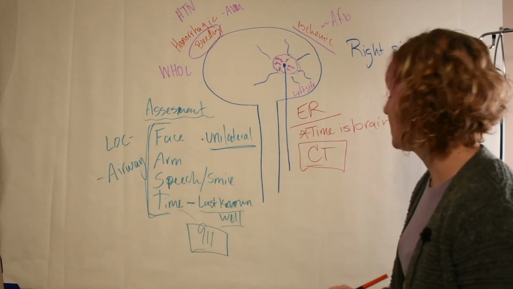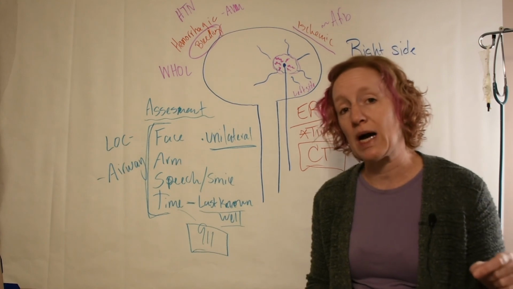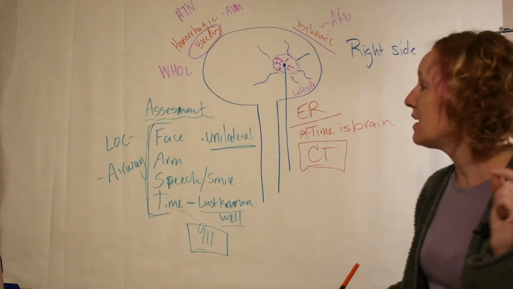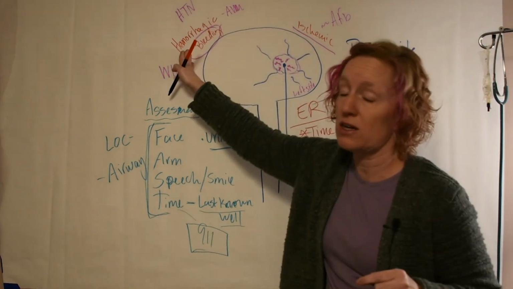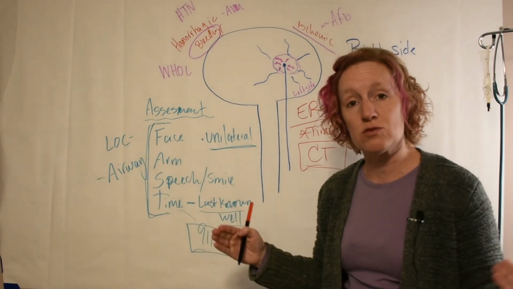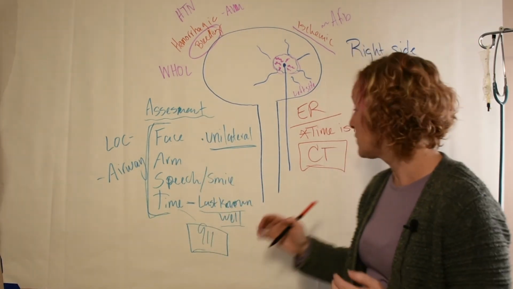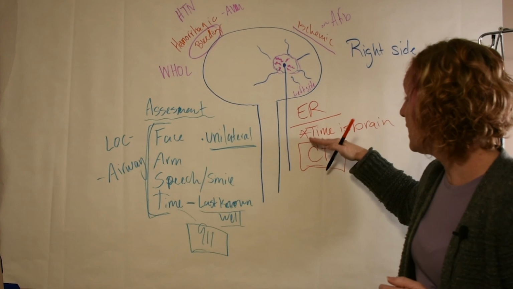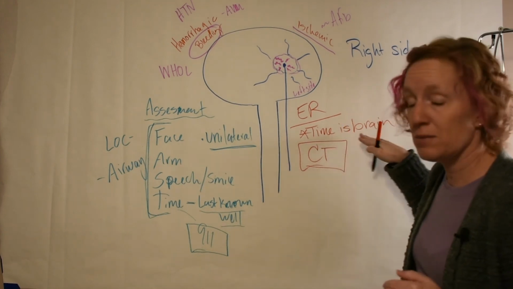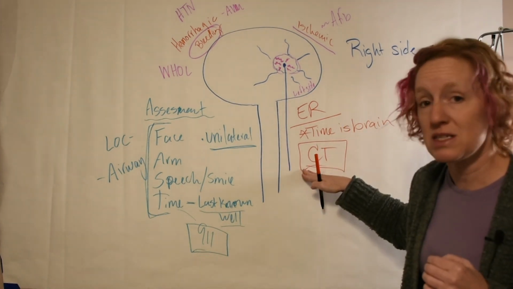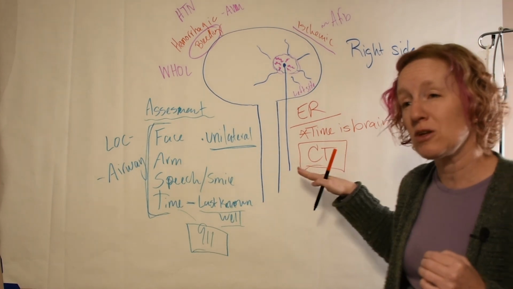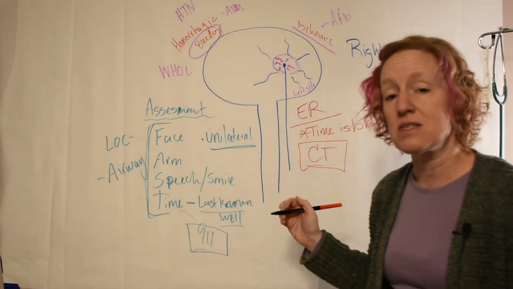The reason we need to get them to the CT scan is because we need to know what kind of stroke this is. An ischemic stroke and a hemorrhagic stroke are going to look different visually on a CT scan. So it's really important that we remember time is brain, and that we get them into that CT scanner. So that's why it's really important to call ahead so we can get them into the CT.